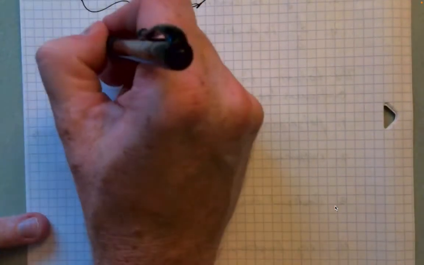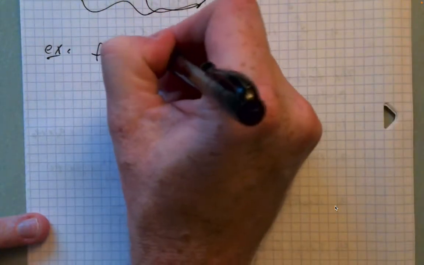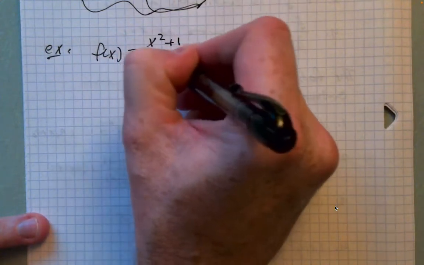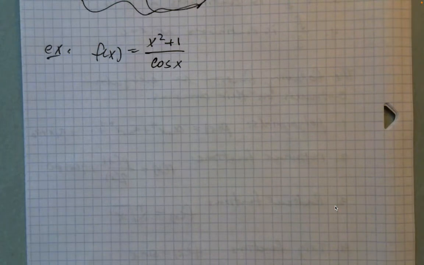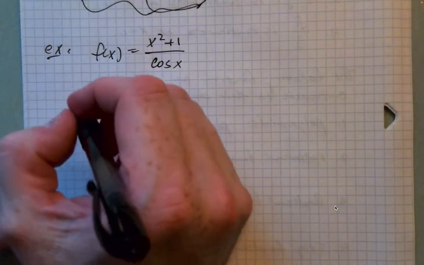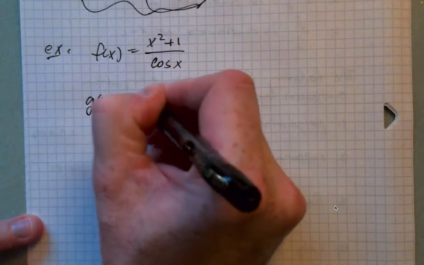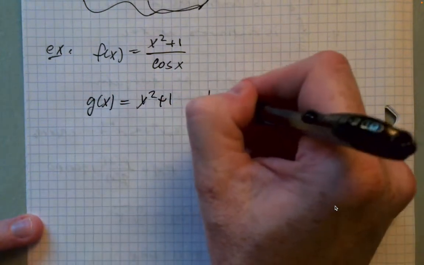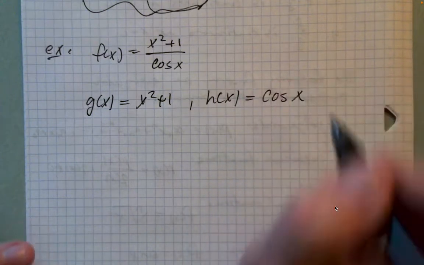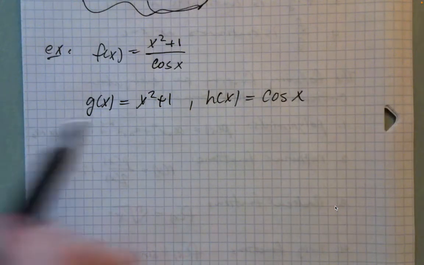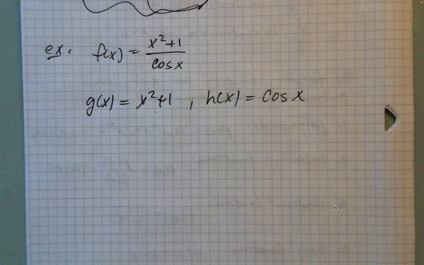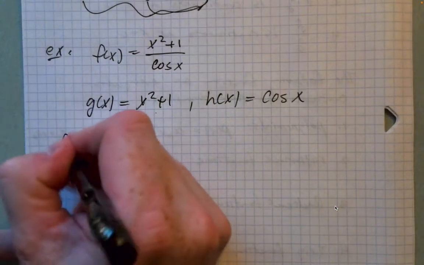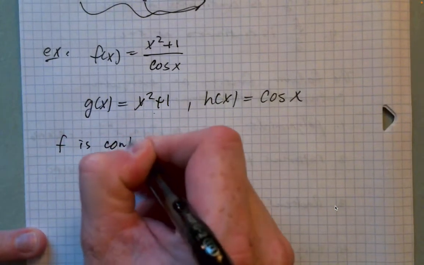Let's look at, what about f of x equals x squared plus 1 over the cos of x. Is this function everywhere continuous? Yeah, again, let's let g of x equal that numerator, and let's let h of x equal the denominator. Now, we don't have a problem. This is a polynomial, this is a trig function. They're both everywhere continuous on the whole real number line. So no problem, right? Well, what we could say is f is continuous.